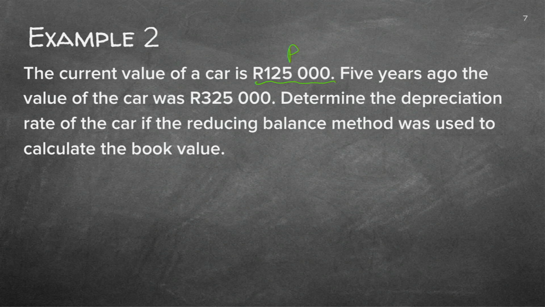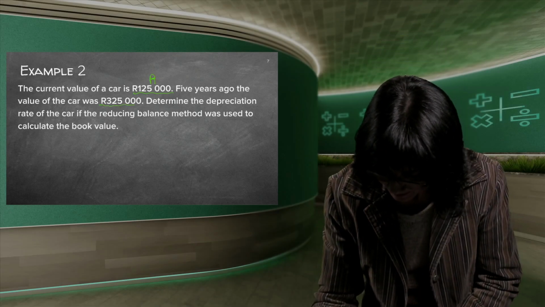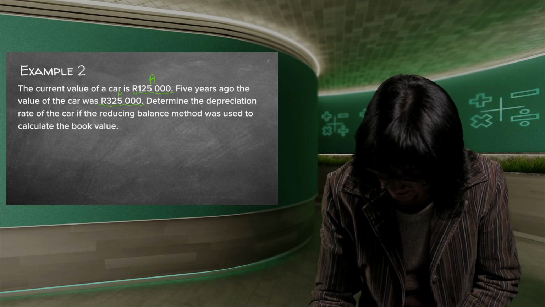So do you agree with me? It's now different. That is my A. So you can't just read a word and say, oh, current means now. Normally it would. But because they're now working backwards, they say 5 years ago, the car's value was 325. That means this value here was actually the beginning amount.